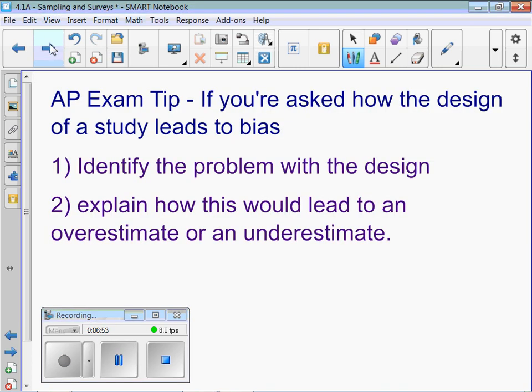All right, so for the AP exam, the tip here, you first identify the problem with the design. So you could say, this is a voluntary response sample, or this is a convenience sample. Those are problems with the design. And then explain how that leads to an overestimate or underestimate. So usually it's obvious whether it's an overestimate or an underestimate based on what the example is, okay?